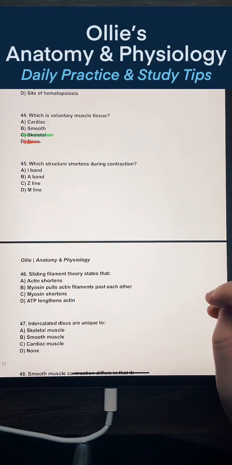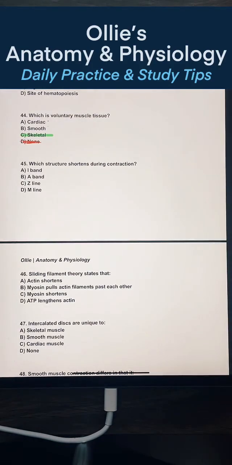Number 45, what structure shortens during contraction? What exactly is the part that is shortening during contraction? A, B, C, or D? Which component of the sarcomere is the part that shortens?